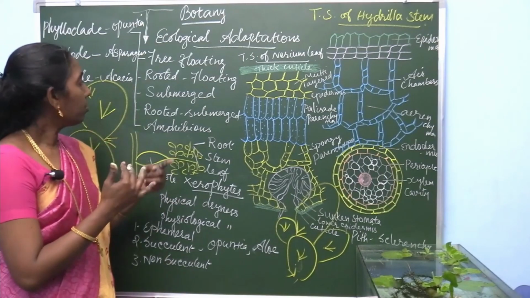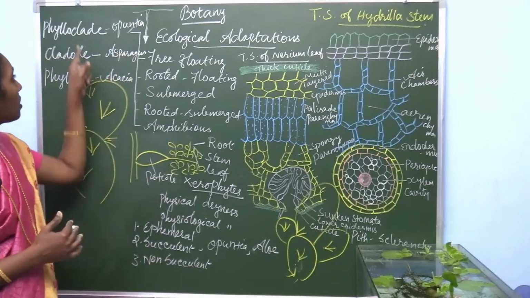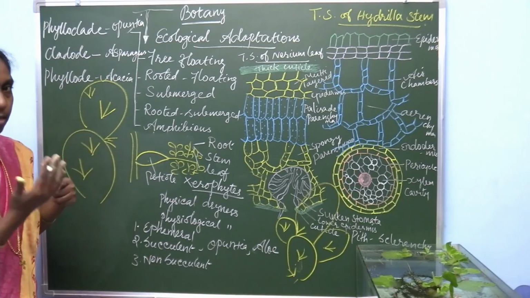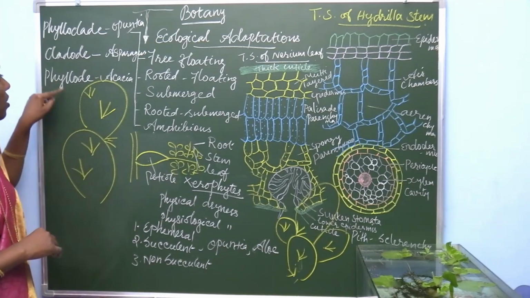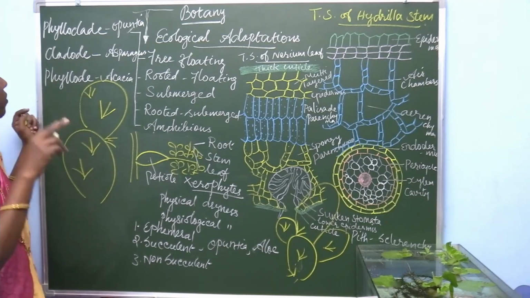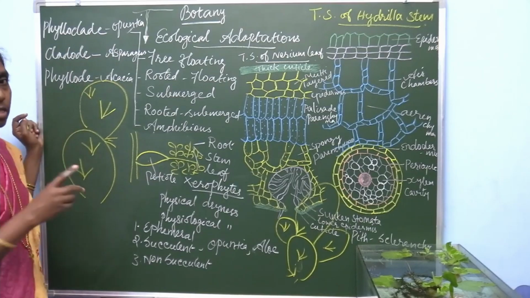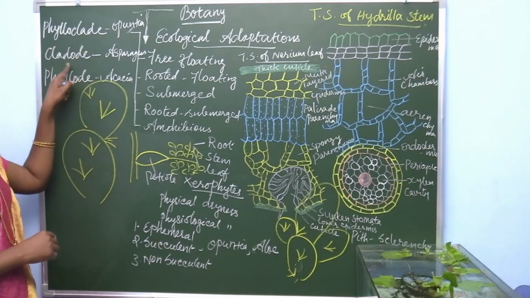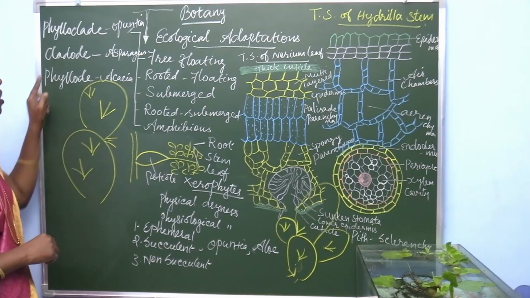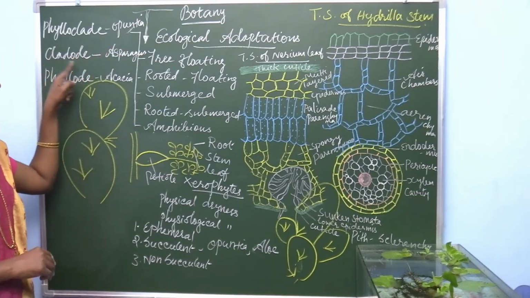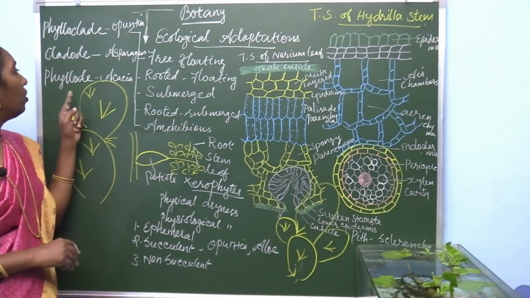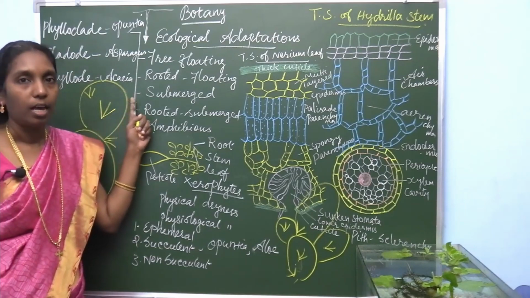Now, when you write about these morphological modifications, stem modifications, these three questions are important. Modifications of Opuntia, asparagus, Acacia. Two mark, three mark question. This is important: phylloclade, cladode and phyllodes. Phylloclade is observed in Opuntia, cladode in asparagus, phyllodes in Acacia.